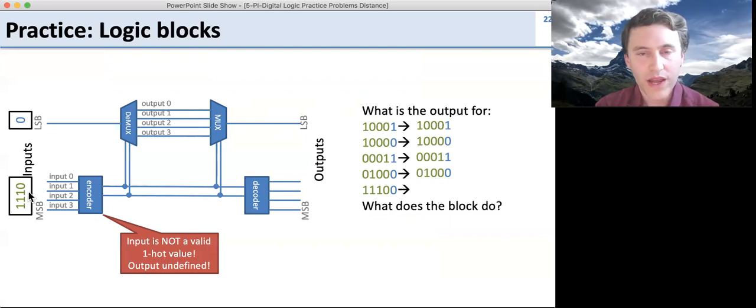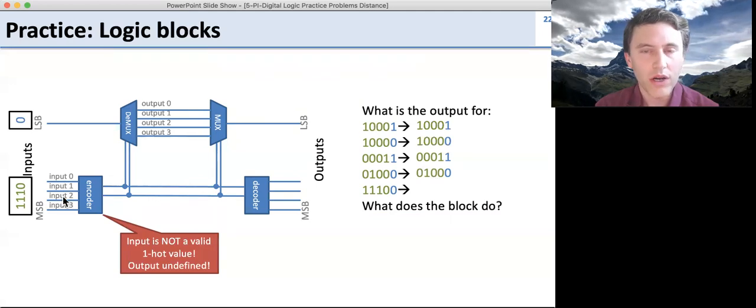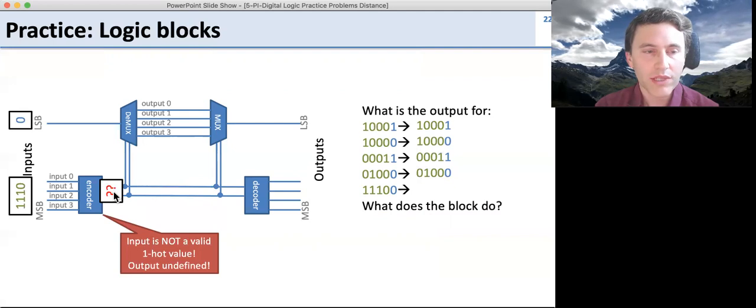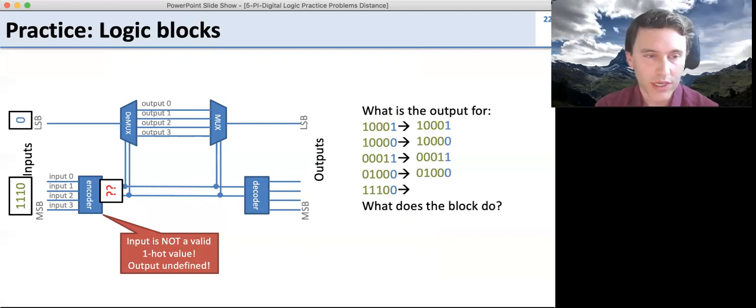This is not a valid 1 hot value. So this encoder requires that only one of its values is true at a given time to be 1 hot. This isn't, so we have no idea what the output's going to be. We know it's going to be some combination of 1 and 0, but we don't know which one it is.